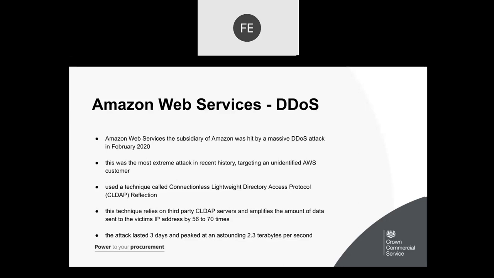This technique relies on third-party CLDAP servers and amplifies the amount of data sent to the victim's IP address by 56 to 70 times. The attack lasted 3 days and peaked at an astounding 2.3 terabytes per second. Just to put this into perspective, 1 terabyte equals 1,000 gigabytes or 1 million megabytes. So pretty huge.